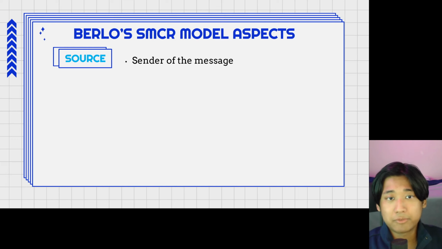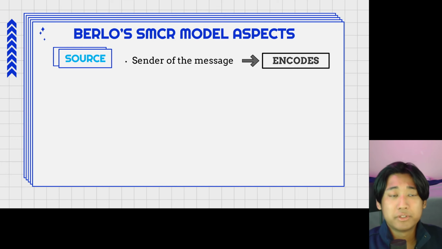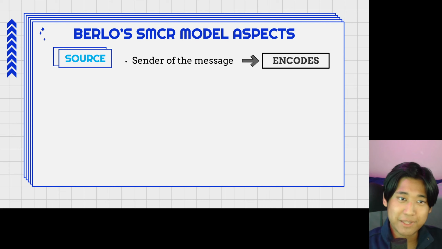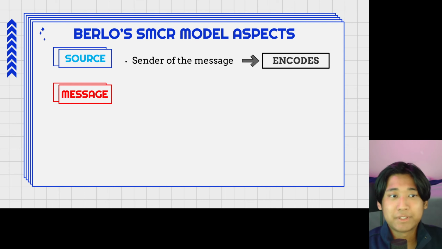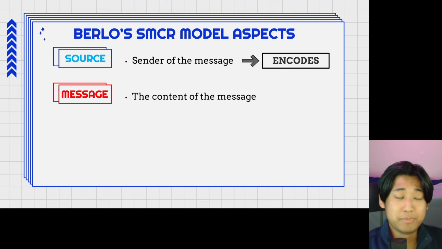Now, the second aspect, which has two sub-aspects, is encoding. The source has to encode a message, which means from his brain, he has to turn his message into words. And that message is the content of the message. If it were a sentence, it would be the beginning of the sentence to the end. That would be the message.